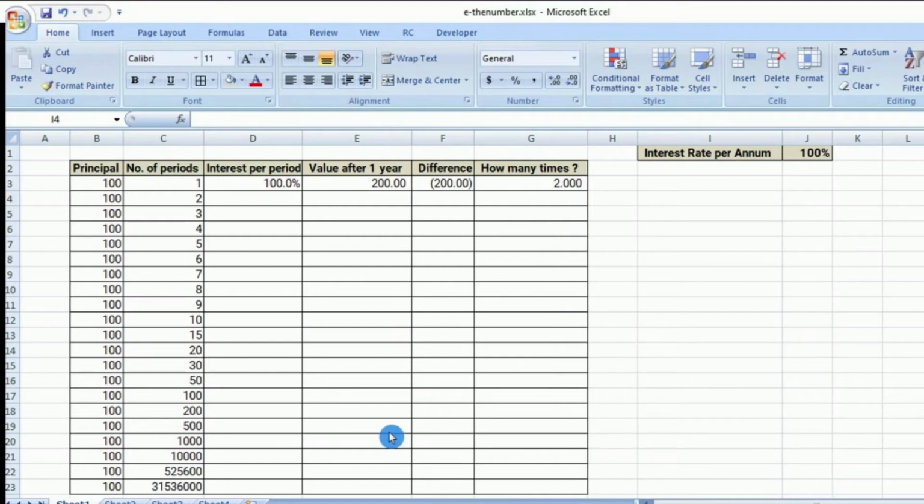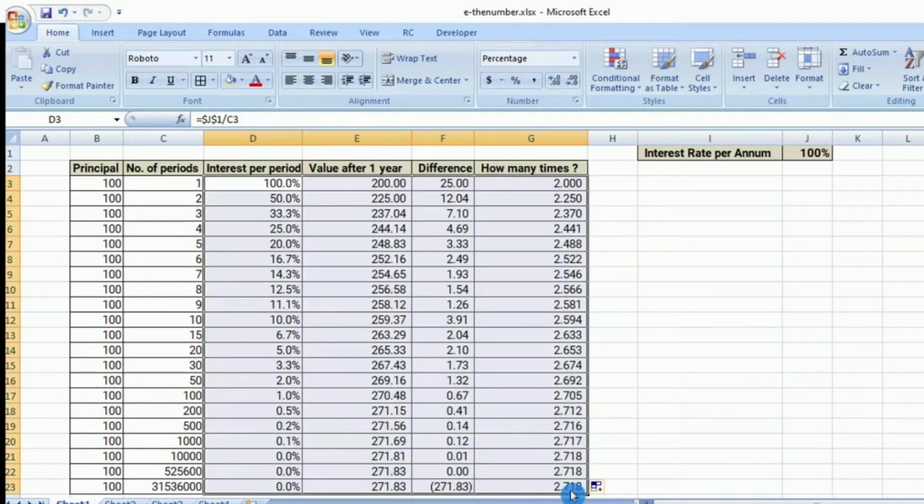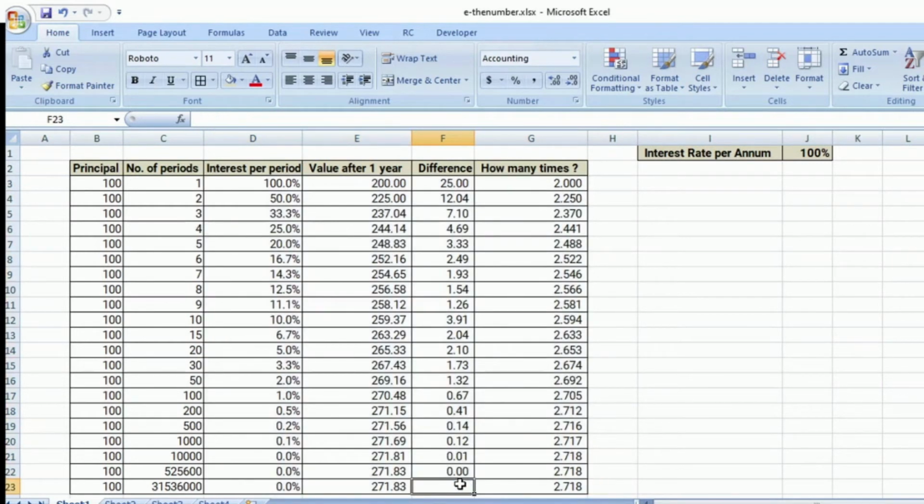Let us try to find the solution using Excel. As you can see, the number of periods is increasing strictly, and we want to find the final value after 1 year, assuming the per annum total interest rate is 100%. You will observe that the final value is definitely increasing with the number of periods. However, the rate of increase is decreasing. In fact, it settles down somewhere between 271 and 272. Mathematically, it can be proven that this never reaches 272.